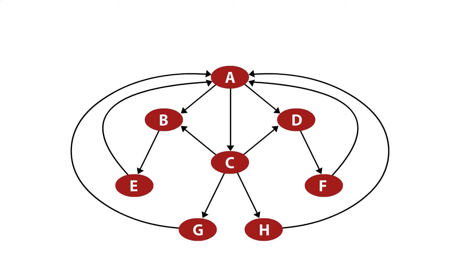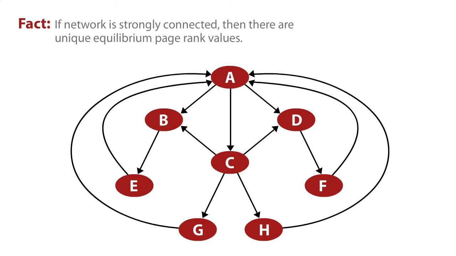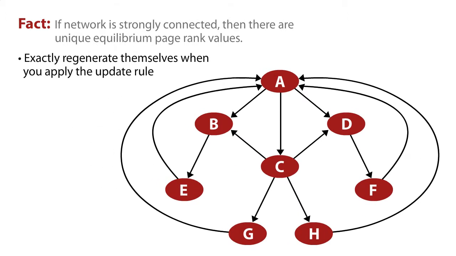So there's a basic fact that turns out to be very useful and brings some conceptual clarity to this whole notion. It says that if I'm in a network that's strongly connected, then there is a unique set of equilibrium PageRank values which don't change when I apply the basic PageRank update rule. So these are numbers that I can put on the nodes so that when I apply the rule, I get exactly the same numbers back.